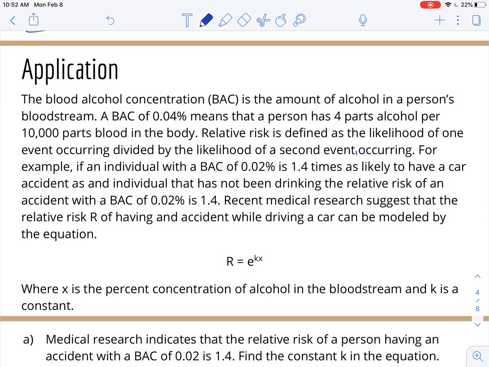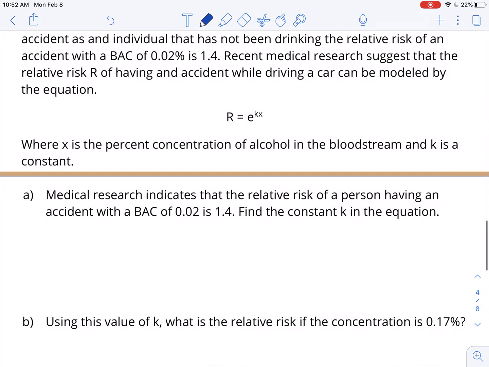Recent medical research suggests that the relative risk R of having an accident while driving a car can be modeled by the equation R is equal to e to the k times x power, where x is the percent concentration of alcohol in the bloodstream and k is a constant. All right, so all this is giving us the equation. Don't worry too much about the paragraph there. All we needed to find out was the equation.